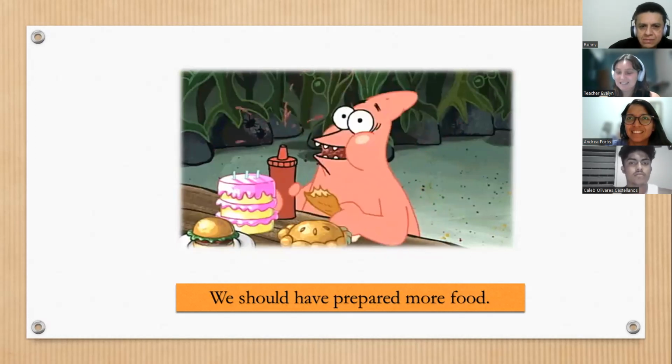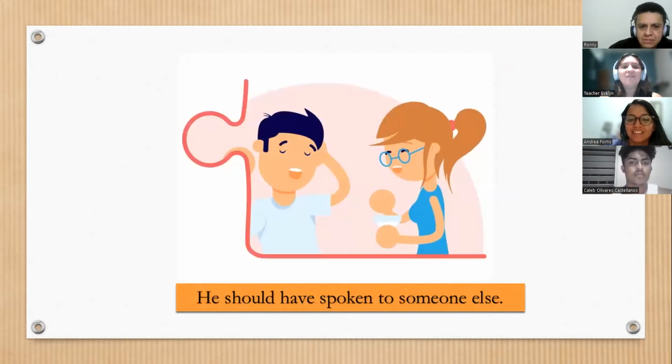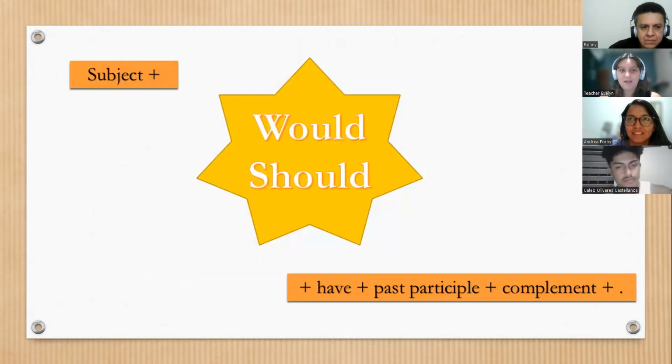So we have these examples, right? We have this structure, okay? We have subject plus would or should, anyone that you want to use, plus have plus past participle. Remember that when we have the auxiliary have, we must have the verb in past participle form, okay? And then we have the complement and of course a period at the end, okay?